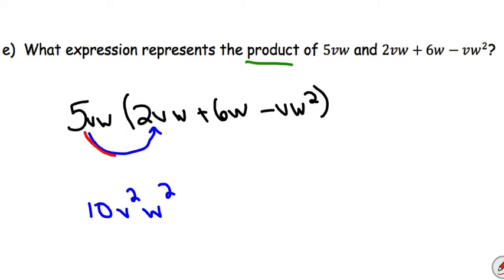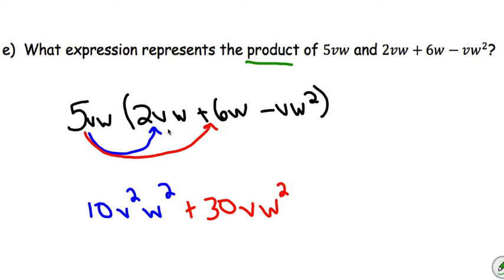Next term, 5vw times 6. So 5 times 6, always start with your numbers. 5 times 6 is 30. But now look, there's a v here, but there's no v here, so bring the v down. That doesn't have anything to multiply by over here. But w we do. w times w, so that will be w squared.